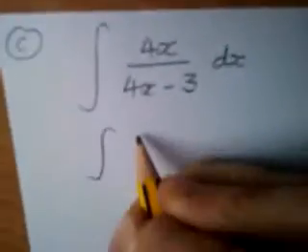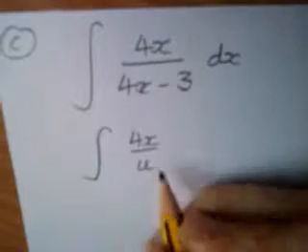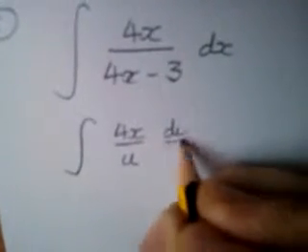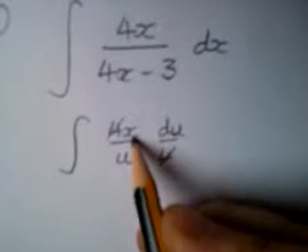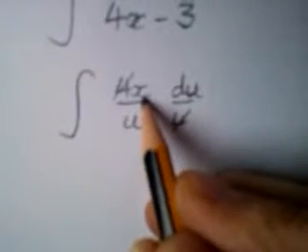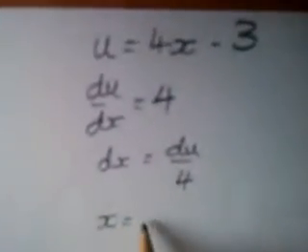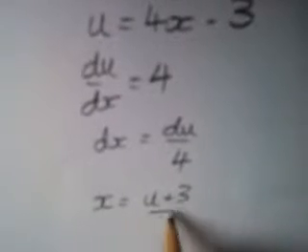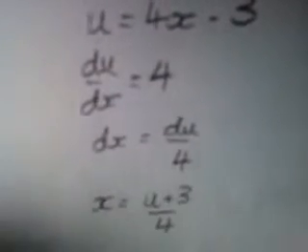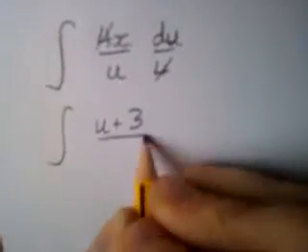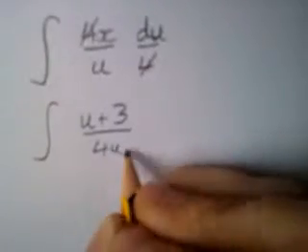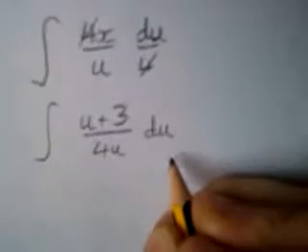We've got the integral of 4x over u times du over 4. Well, the 4's cancel, but I've still got this x hanging about here, and we can't have that. So go back to your substitution and rearrange it so that x is u plus 3 over 4. This can now be substituted back into the question. U plus 3 over 4, and that u's there as well. It's now all in terms of u.